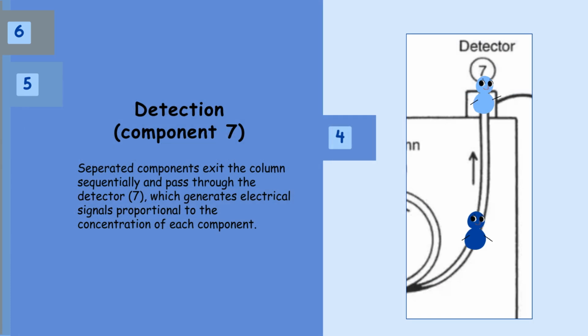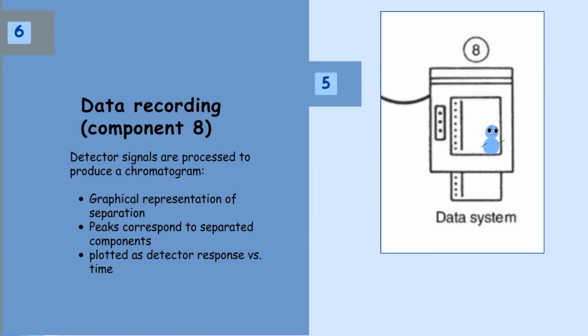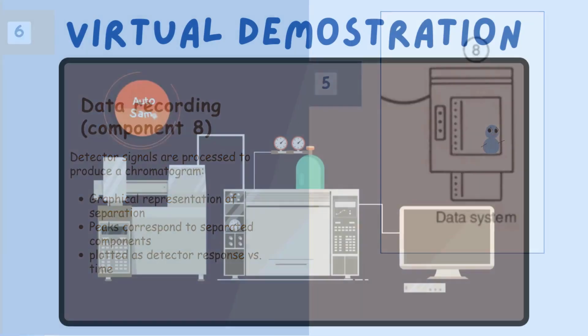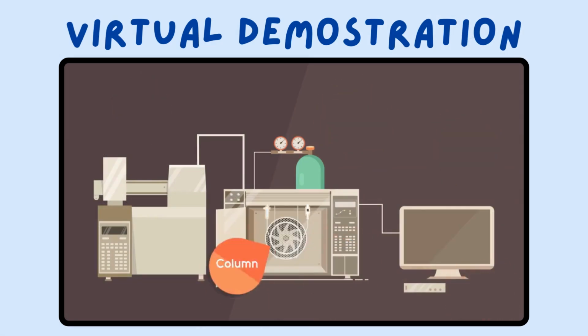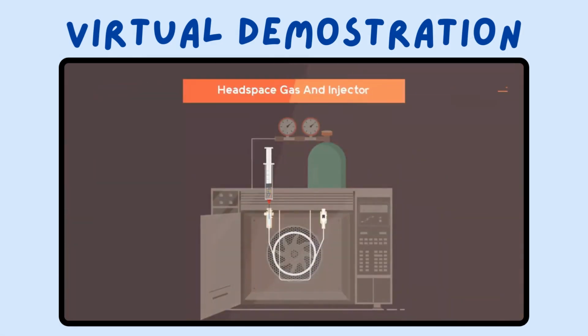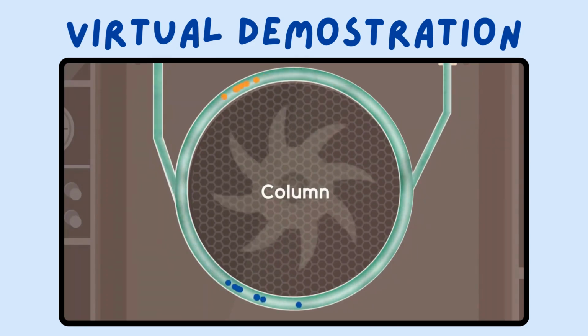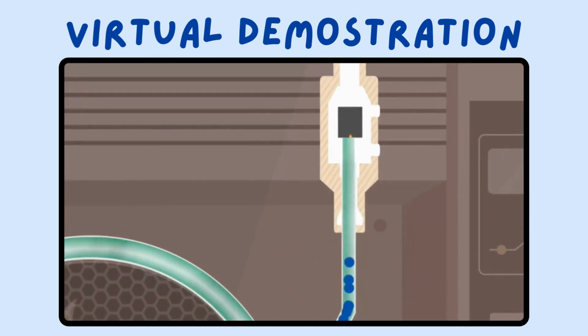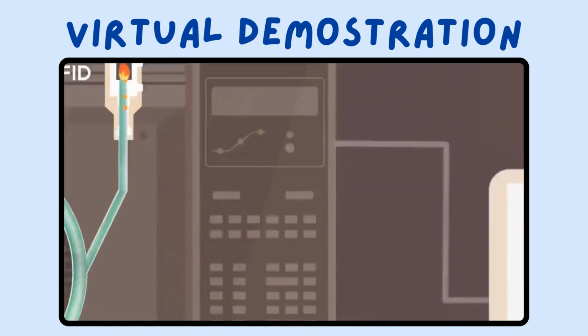Separated components exit sequentially and the detector generates signals proportional to their concentration. Signals are processed into a chromatogram showing peaks for each component plotted against time. In this GC demonstration, the sample is injected and vaporized. The carrier gas moves it through the column for separation. Finally, the detector sends signals to generate a clear chromatogram on the monitor.